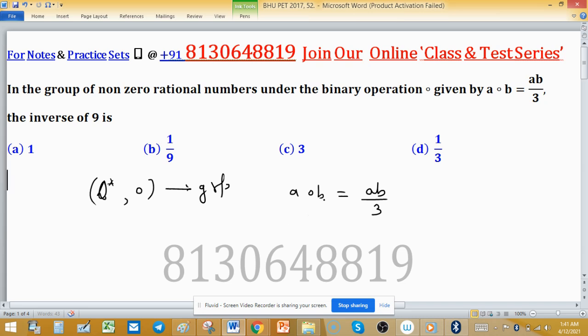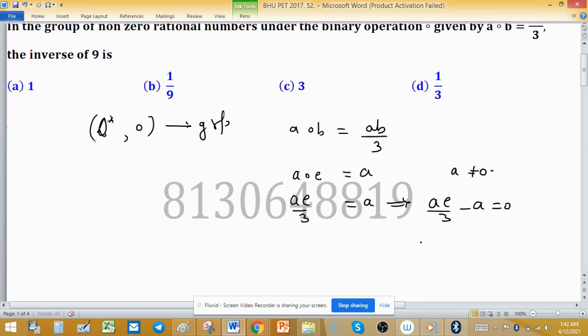So we are seeking the identity element. Consider e as the identity element, so it will return a, and a is non-zero. So by the defining property, ae/3 = a, and this implies ae/3 - a = 0. This implies we can take a common, because this is a simple equation in rational numbers. No property of group is applied here.